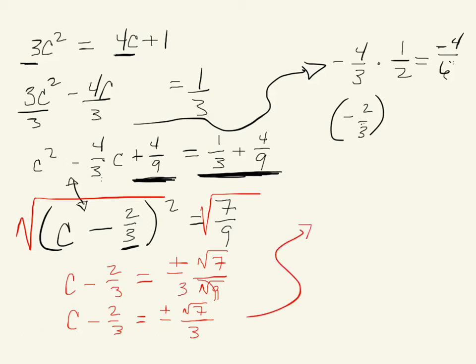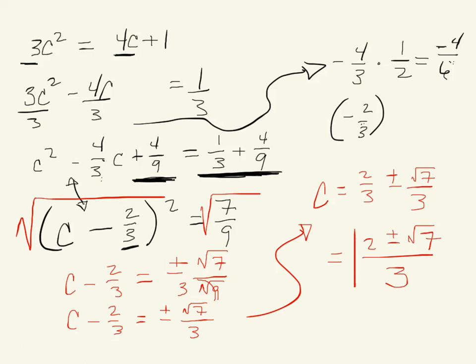Okay, so let's come up here. I'm going to add 2/3 to both sides. So I'm going to get c equals positive 2/3 plus or minus the root of 7 over 3. So I can put these together. Since they're the same denominator, I get 2 plus or minus the root of 7 over 3. Easy as easy. Actually, it's not easy. Quite difficult. But once we do some practice problems, you'll be experts in no time.